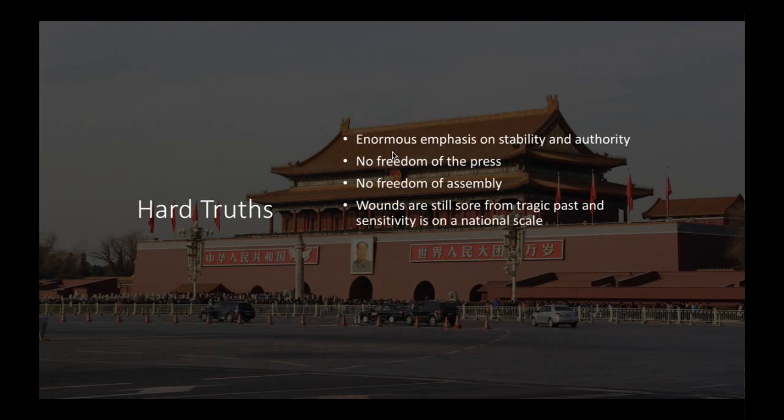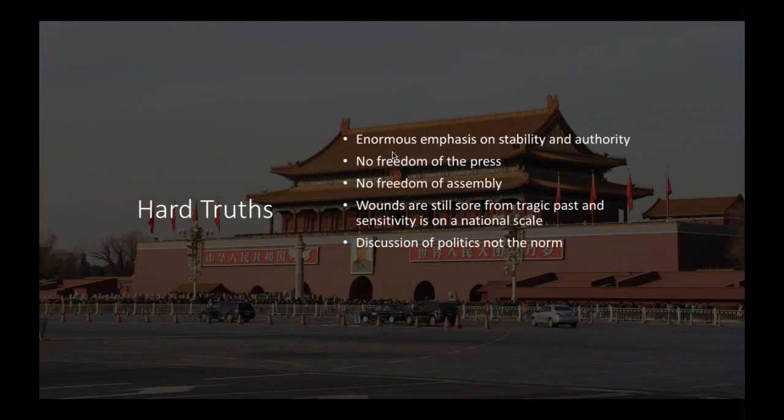Wounds are still sore from a tragic past, and sensitivity among the general population is very much on a national scale. China in itself doesn't have quite the sense of humour that countries like Britain and America have, where we can poke fun at ourselves and poke fun at each other. There's a lot more sensitive sore spots that exist in China, not least to do with that very tragic, freshly sore past that exists. Discussion of politics in China, again, is simply not the norm.